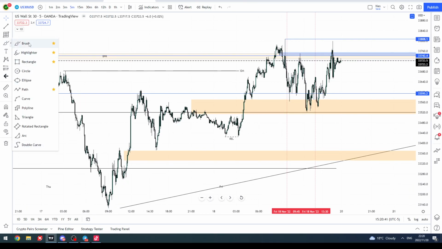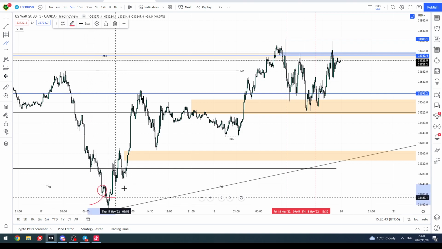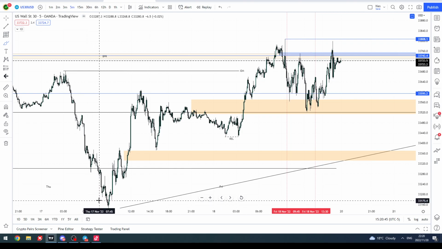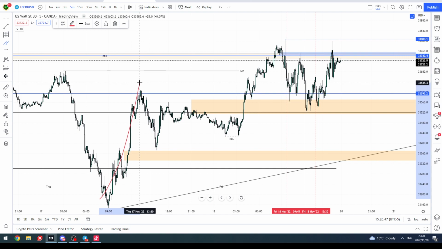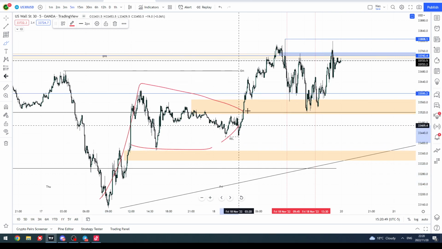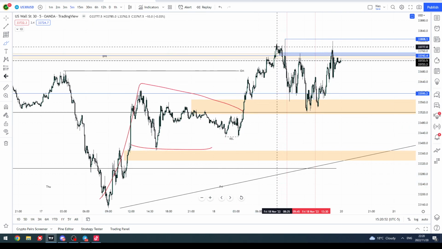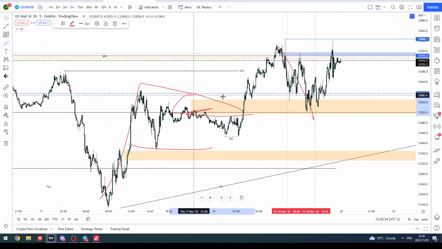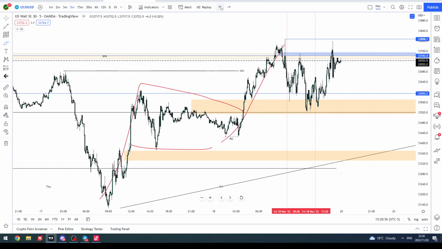So it went from here. I had guys that actually bought down here, ICT, if you're on the TikTok. So we had this, you had this, and then we had this in New York, and then price came back to test the top of this and this fair value gap that it left behind.